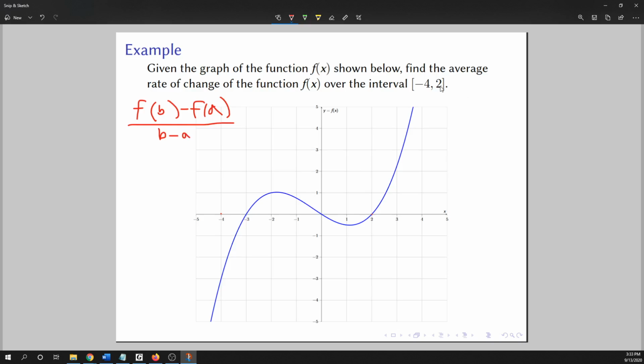And in this case, we know that our a would be negative 4 and our b would be 2. So this would be f of 2 minus f of a, so that would be negative 4, over b minus a, so 2 minus a negative 4.